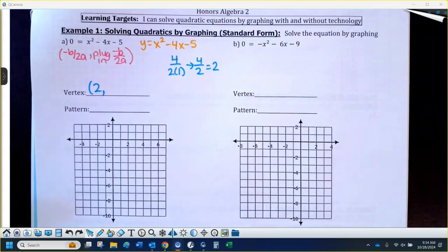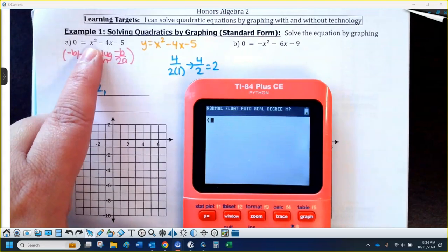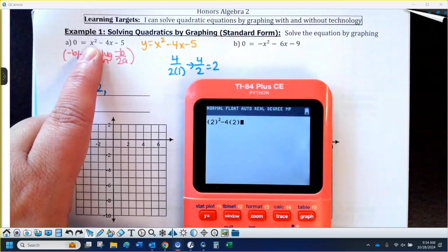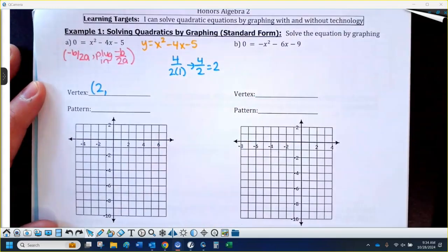Now, for the y coordinate of my vertex, if you want to write it out or grab your calculator and plug it in, totally up to you. Everywhere I see an x in this equation, I'm just going to replace it with a 2 to find the corresponding y value. So I'm just plugging this into my calculator here real quick. If we plug in 2, our y value is -9.